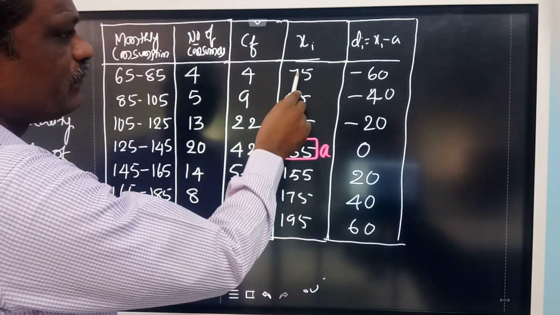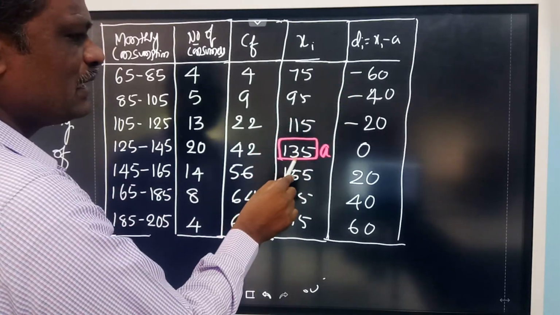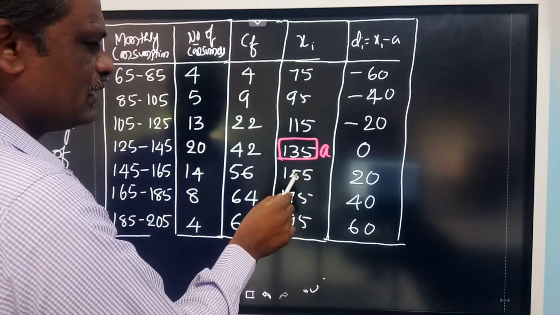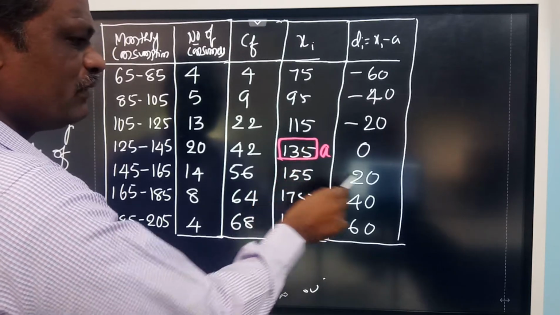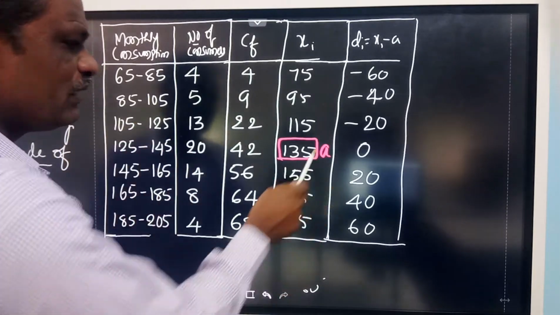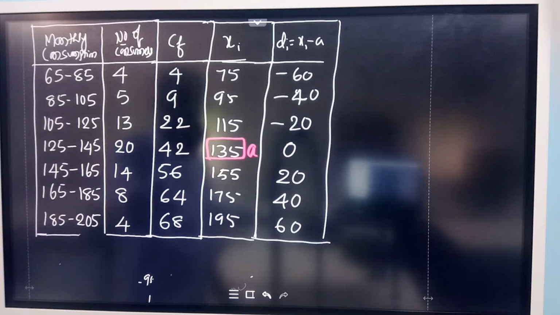xi minus a: 75 minus 135, minus 60. 95 minus 135, minus 40. 115 minus 135, minus 20. 155 minus 135, 20. 175 minus 135, 40. 195 minus 135, it is 60. So now we have calculated the deviations also. Let us calculate one by one.